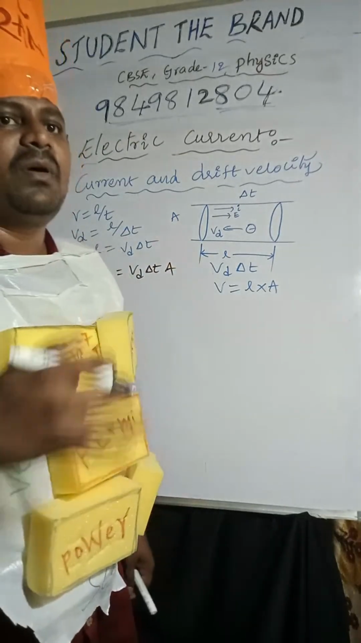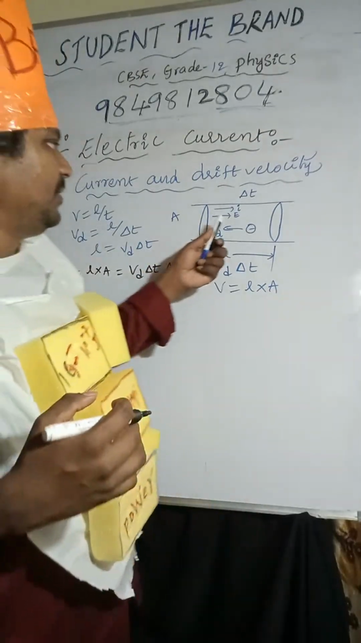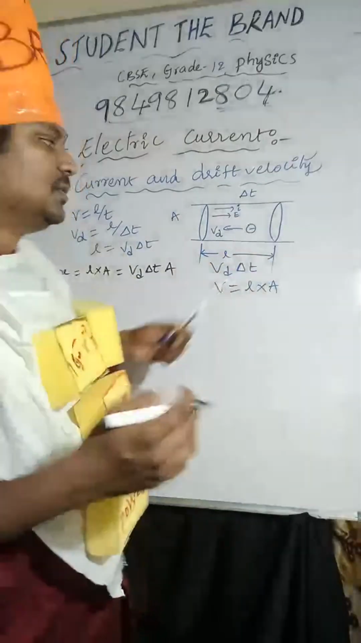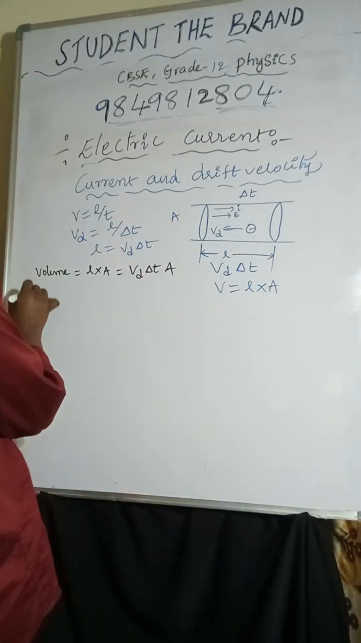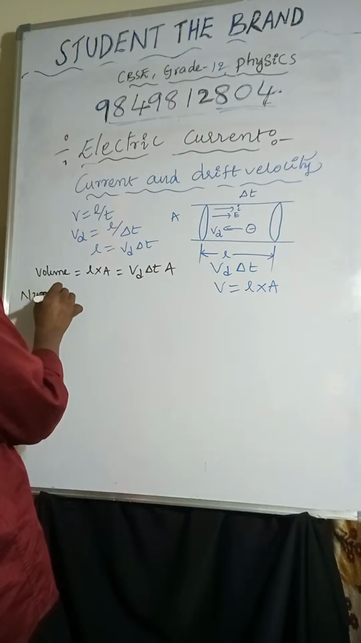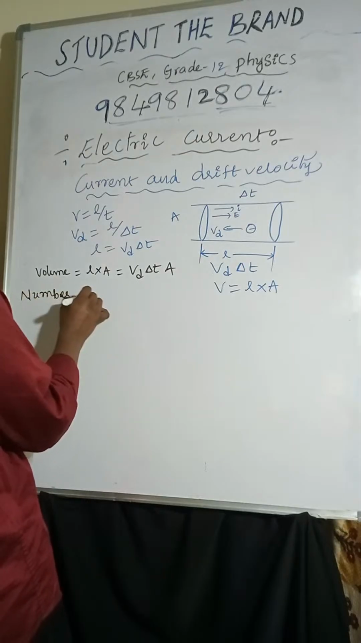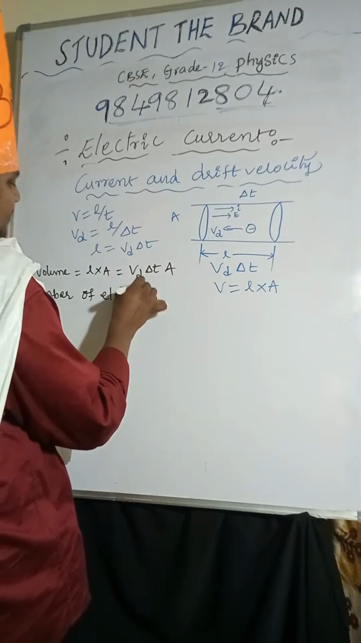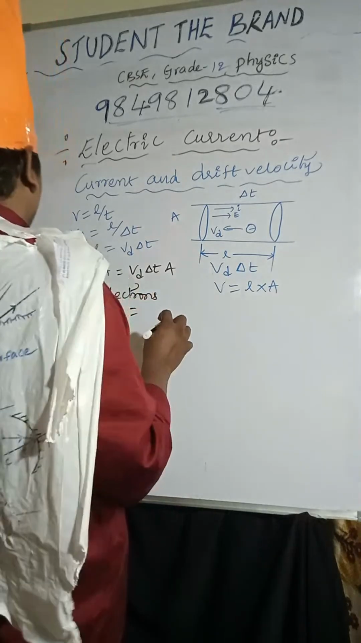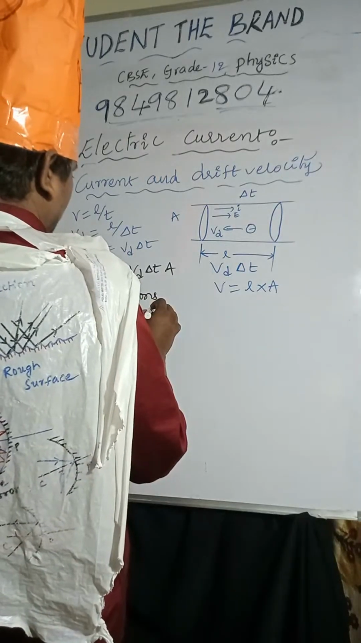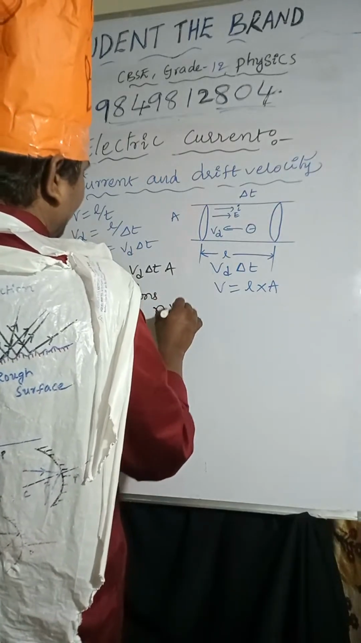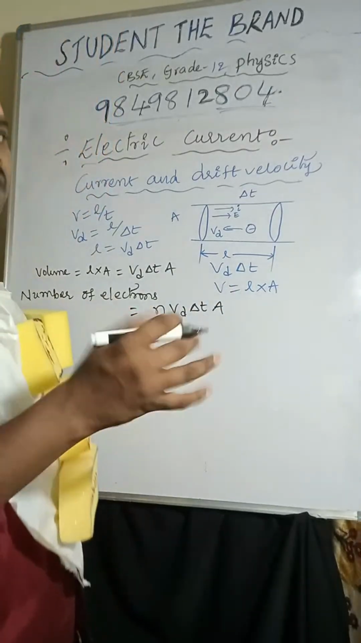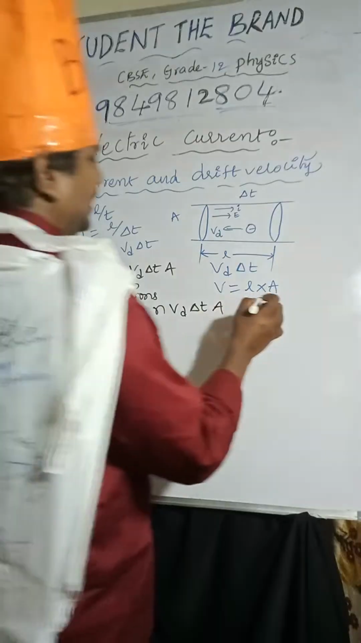Now, the number of electrons present in the particular volume is equal to N into Vd into delta T into A. So we know quantization of charge, Q equal to Ne.